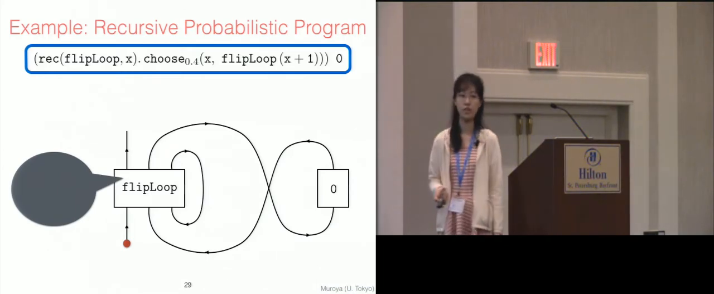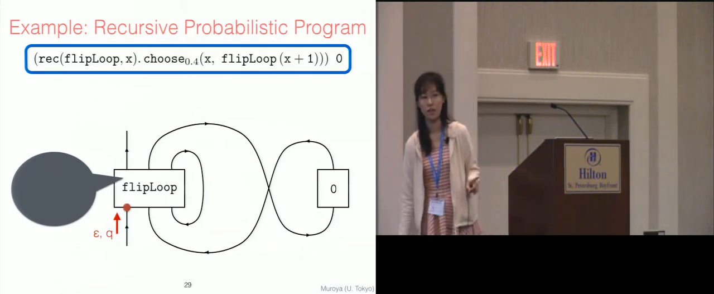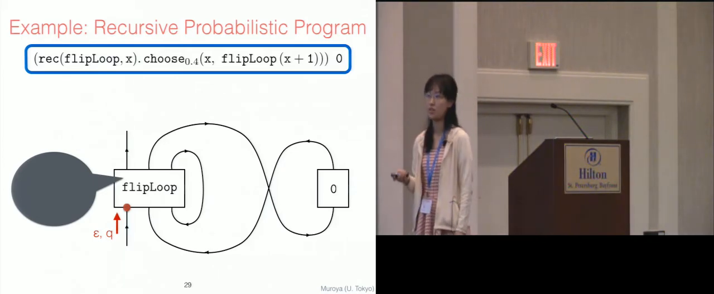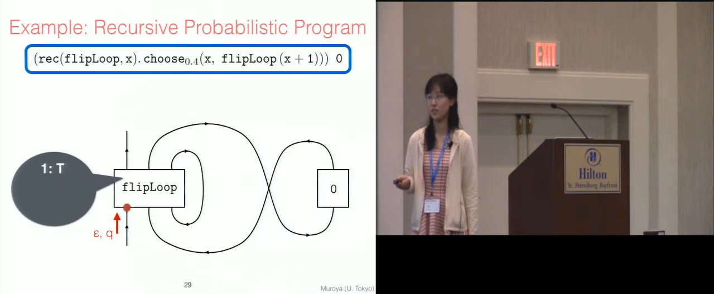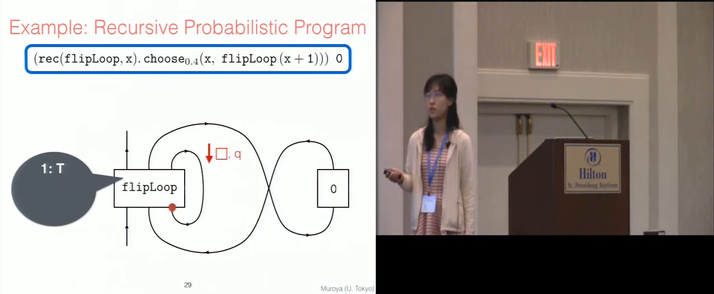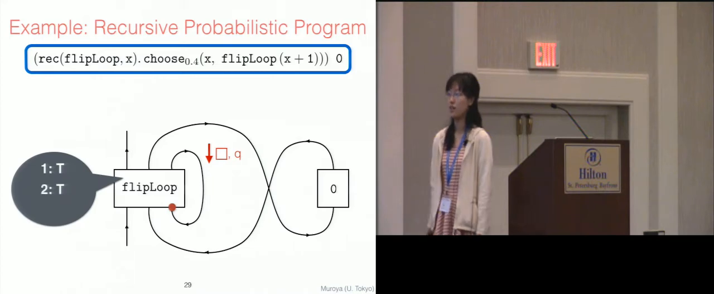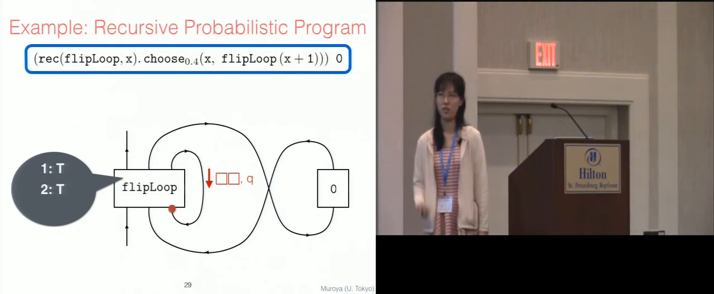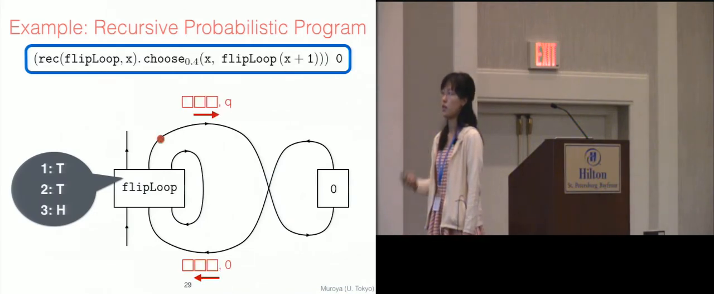Okay, so let's execute this. A token enters with two data. One is an empty stack, and one is a dummy value. And this left component flips a coin. Assume that we observe tails. Then this component memorizes the result using its internal state, then pushes onto the stack and the token loops. Then again, the component flips a coin and observes tails again, pushes onto the stack and the token loops. And assume that the third time, we observe heads. Then we push onto the stack and the token visits the right component zero, and this value is updated to zero.